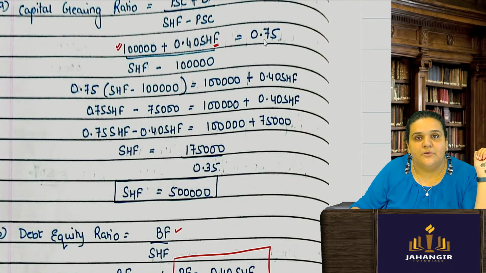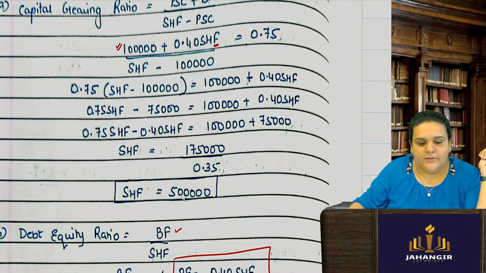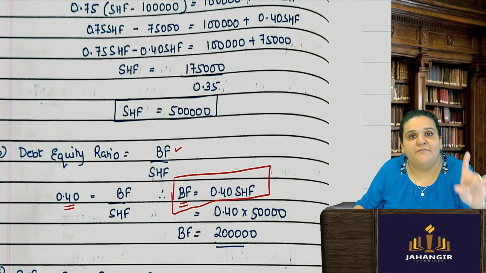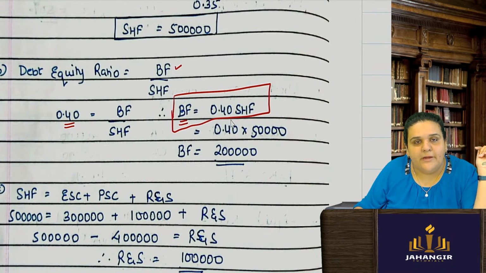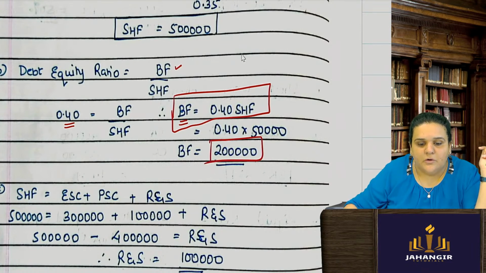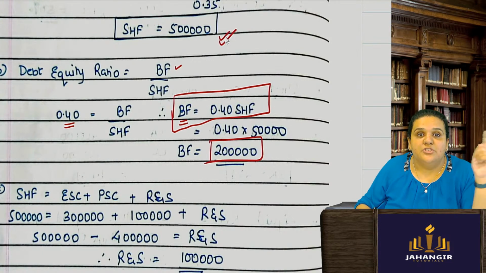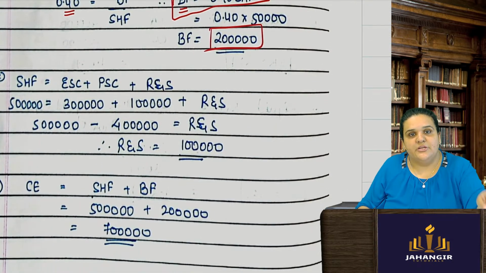Shareholders fund minus 1 lakh is equal to 0.75. Now this 0.75 I am multiplying with shareholders funds minus 1 lakh. That will give me 1 lakh plus 0.4 shareholders funds. When I solve this equation, my shareholders funds comes to 5 lakh rupees. Now with the help of this shareholders funds, I can put it in the formula, no? Borrowed funds is equal to 0.4 of shareholders funds. Therefore, borrowed funds will now be 2 lakhs. Shareholders funds is 5 lakhs. Shareholders funds includes both equity share capital plus reserves and surplus plus preference share capital.